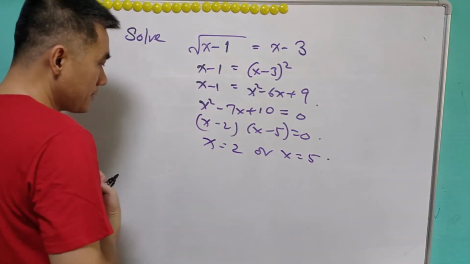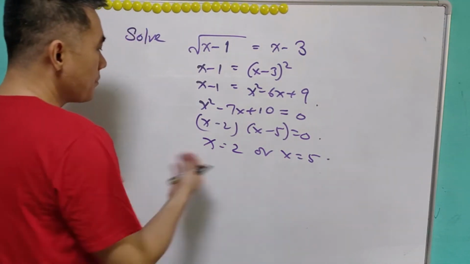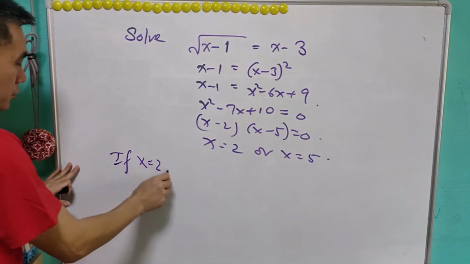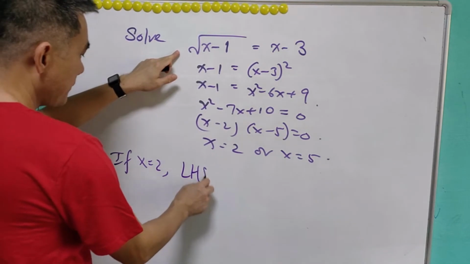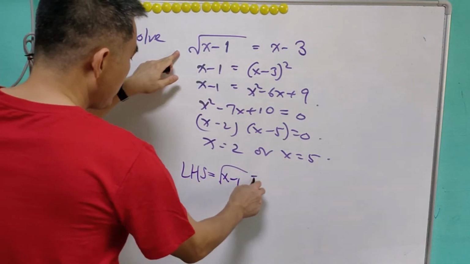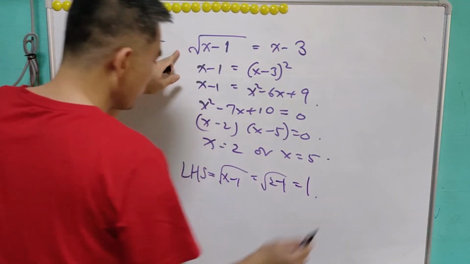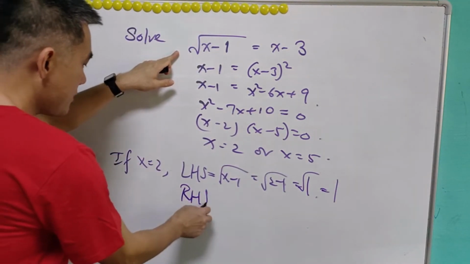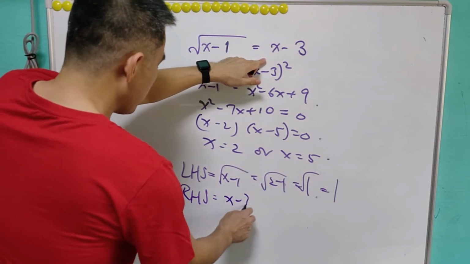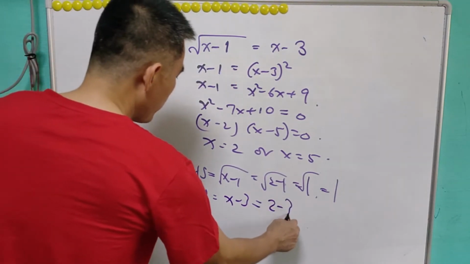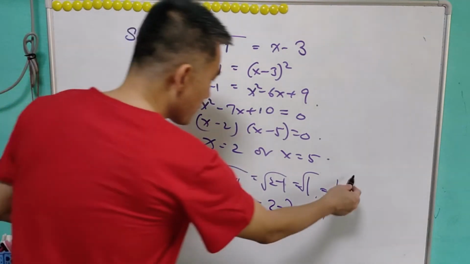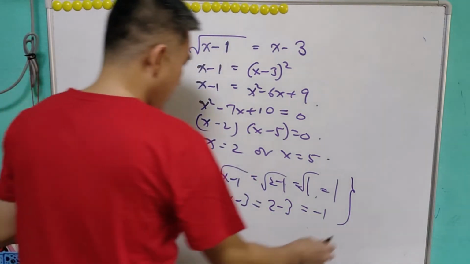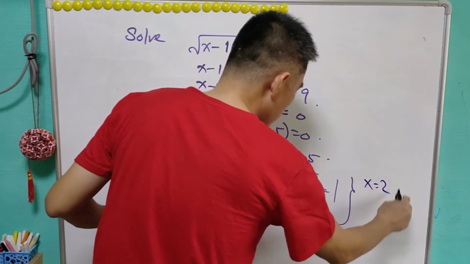We have two possible answers here. Are both of them correct? Now we have to check. If x equals 2, then the left hand side is square root of x minus 1, that is square root of 2 minus 1 equals square root of 1, and that equals 1. However, the right hand side is x minus 3, with x equals 2, 2 minus 3 equals negative 1. And we can see that the left hand side is not equal to the right hand side, and therefore x equals 2 is not a solution.